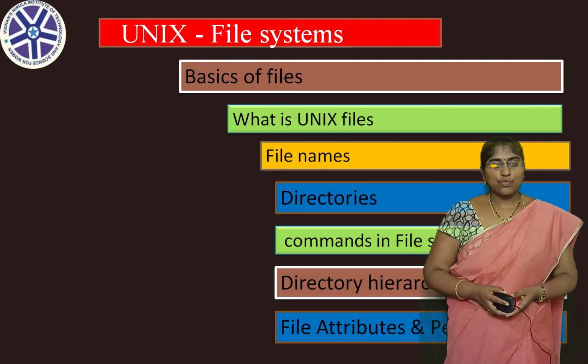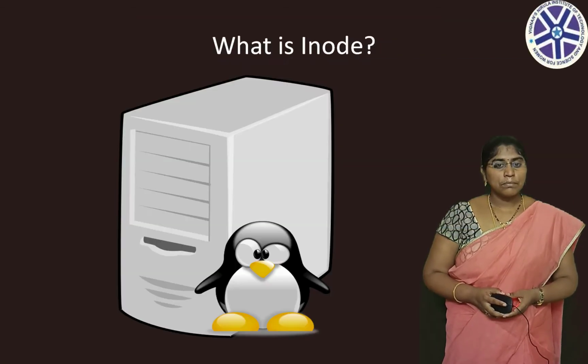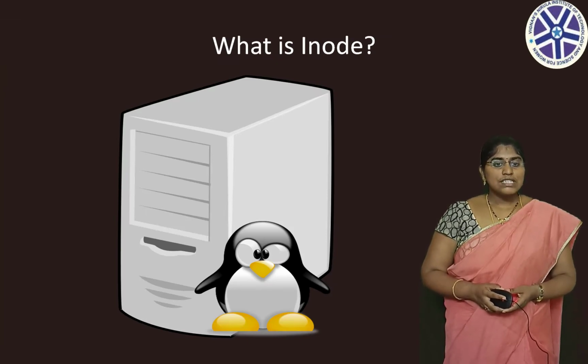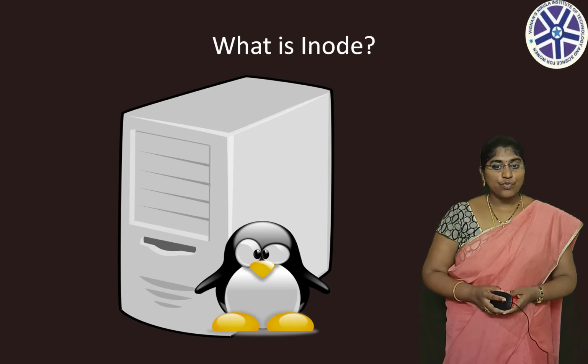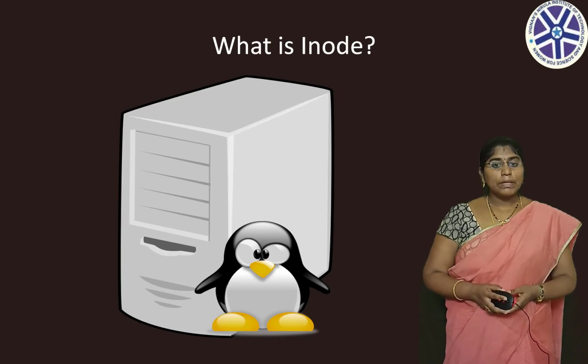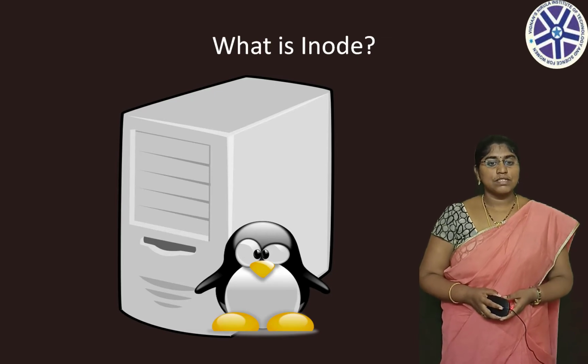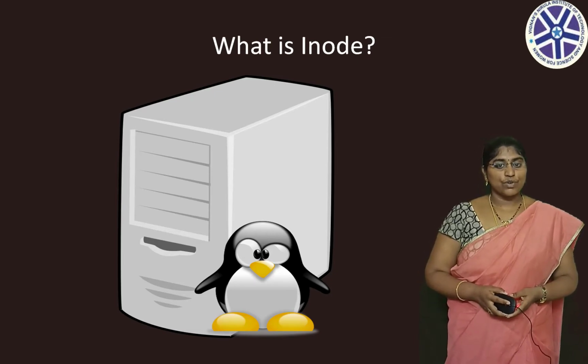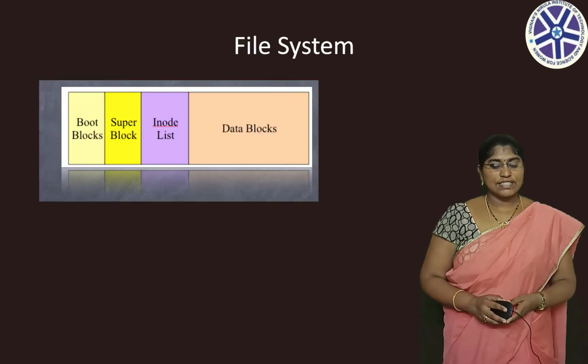So, first one is, what is inode? Inode is a number. It is also known as the index number. An inode is a unique number that is assigned to files and directories when they are created. The inode number will be unique to the entire file system, and inode is a data structure on traditional Unix file systems.